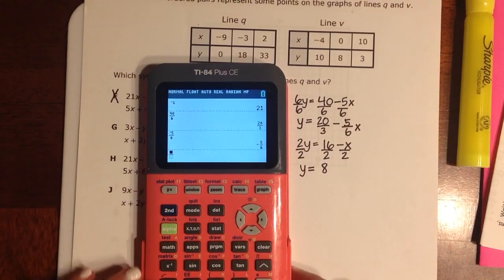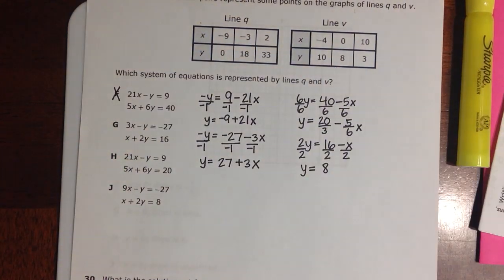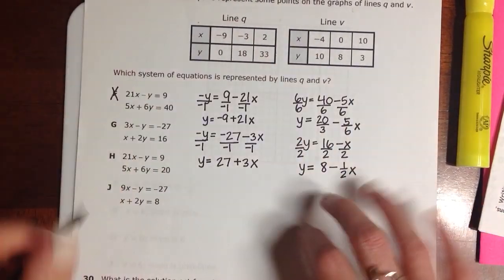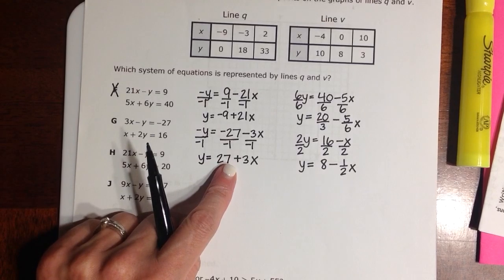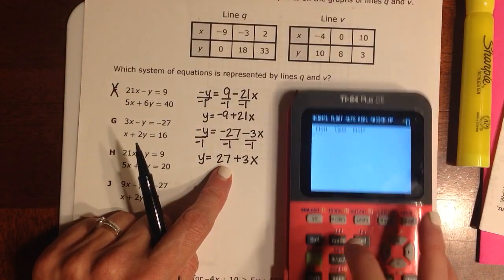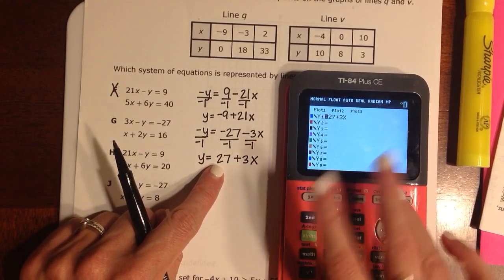It can't be a 0 because then the x wouldn't be there. So negative 1 divided by 2 is going to be negative 1/2. So it's going to be minus 1/2 x. And now I have my 2y equals equation. So I'm going to clear my calculator real quick, and I'm going to go to y equals. And I'm going to type in the first one, 27 plus 3x, and I'm going to go to my table.